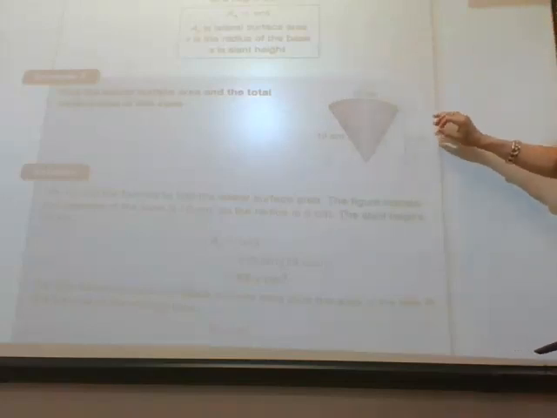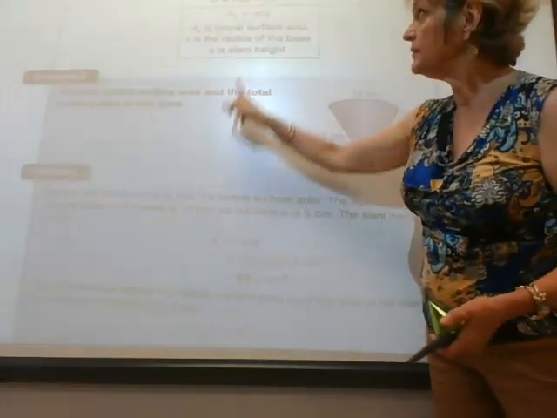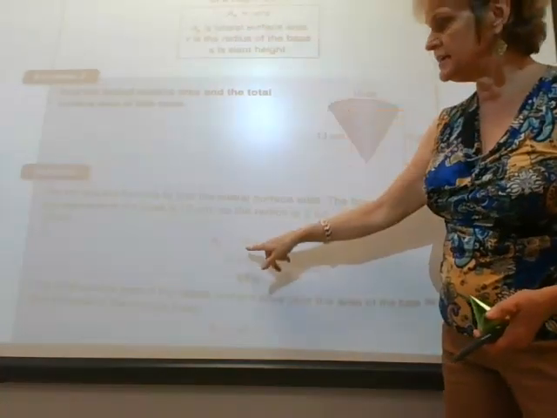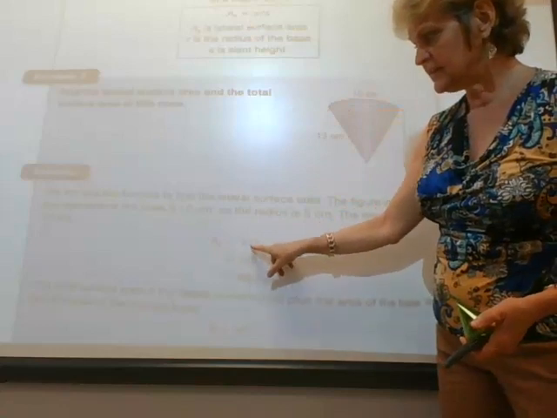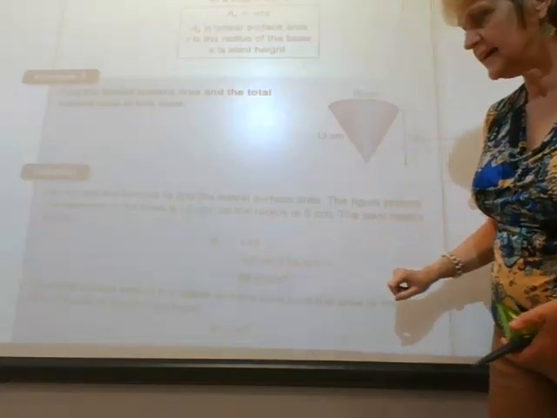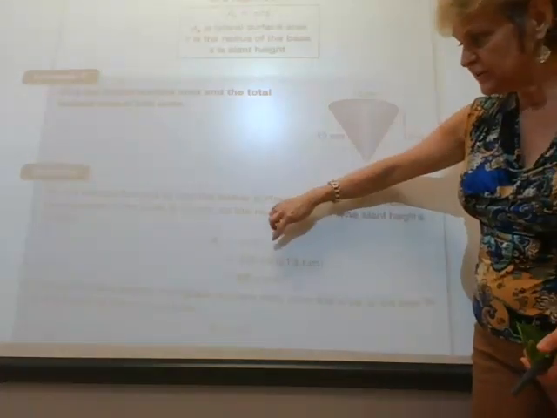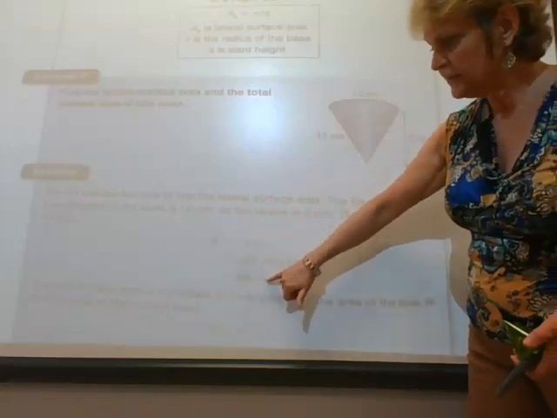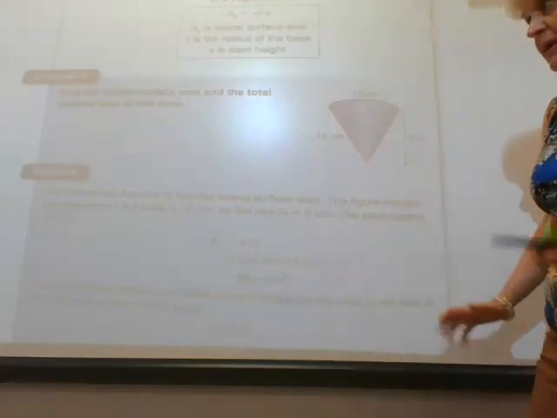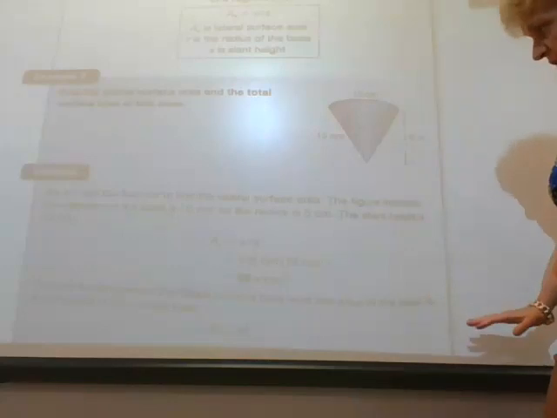Very good. All right, so we're going to plug into area. Lateral surface area is pi times radius times slant height. Okay, so 5 times 13 is 65 pi centimeters squared. Apparently we don't have to multiply it out, so that's great.